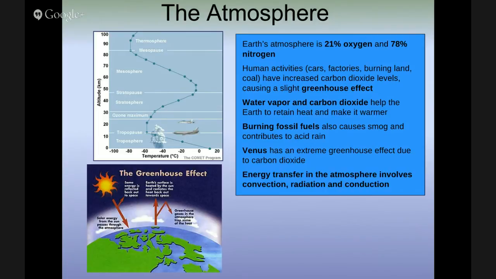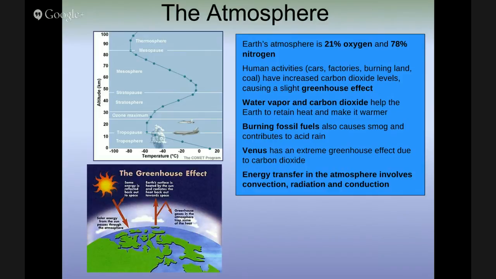So let's take a look at this top picture here. We are able to remember the layers of the atmosphere by the saying, tropical storms may threaten everyone. And in this picture, we don't have the exosphere, but sometimes you will. So the tropical is the troposphere, storms is the stratosphere, may is the mesosphere, threaten is the thermosphere, and everyone is the exosphere.